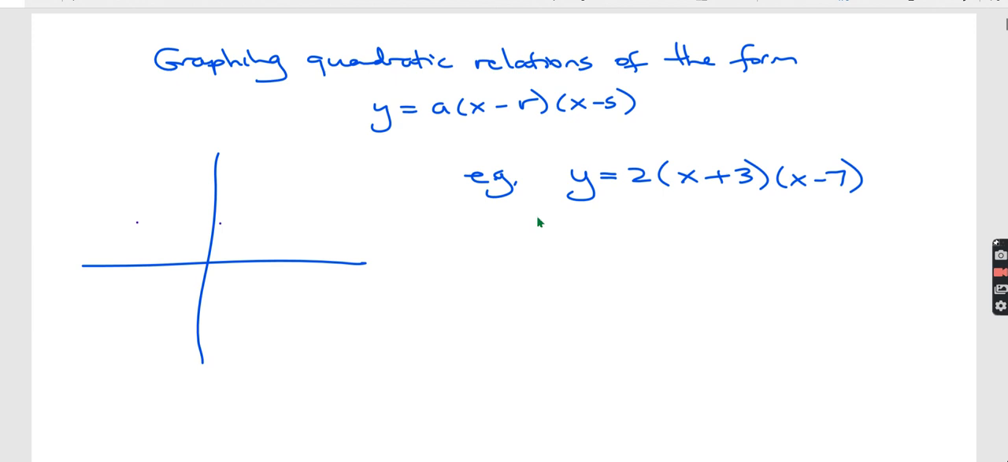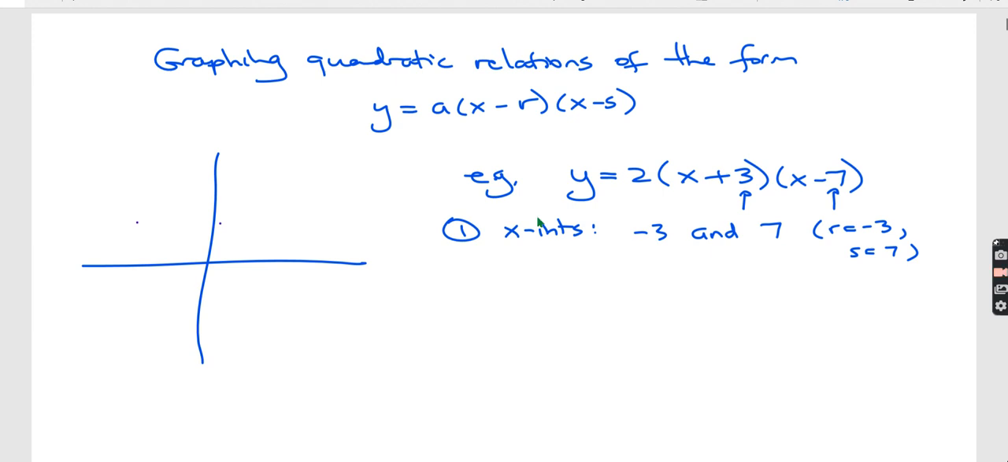Okay, so our step number 1 is to look at this equation and ask, what are the x-intercepts? All right, so I can see the x-intercepts right out of the equation. And remember, the equation is x minus r, x minus s. So that means the x-intercepts are -3 and 7. So in brackets, I'll just write over here, r equals -3 and s equals +7. Okay, x minus r, x minus s.